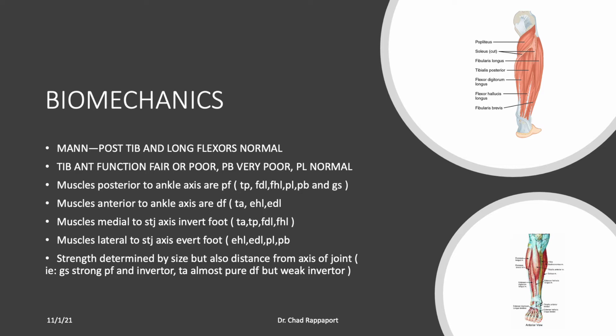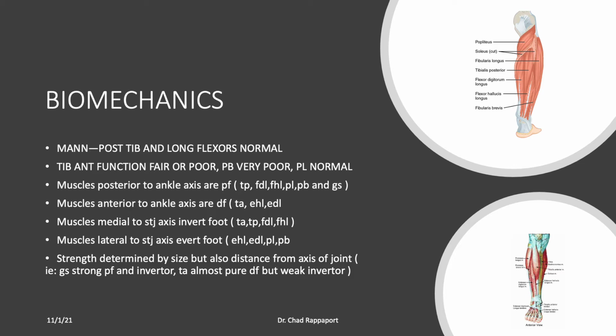Mann also described the relationship of muscles to the various joint axes of the foot and ankle, and described the muscles posterior to the ankle as plantar flexors, anterior to the ankle as dorsiflexors, medial to the subtalar joint as inverters, and those lateral as everters.